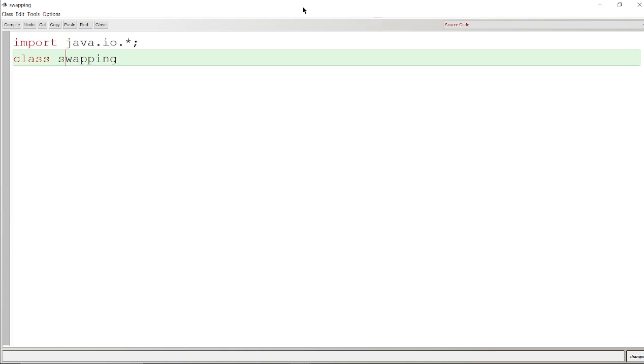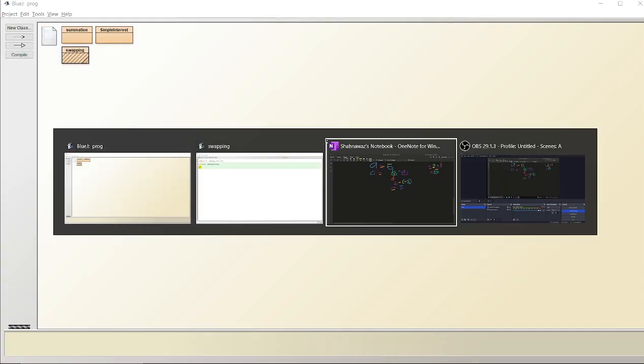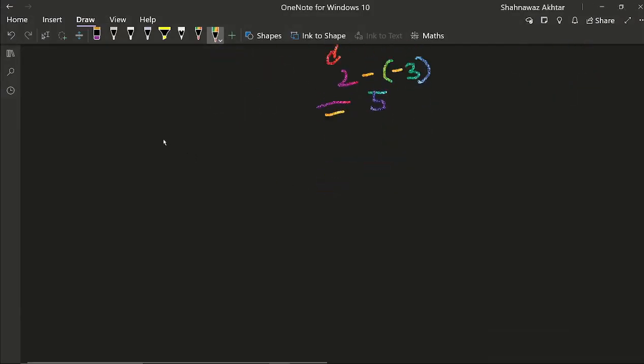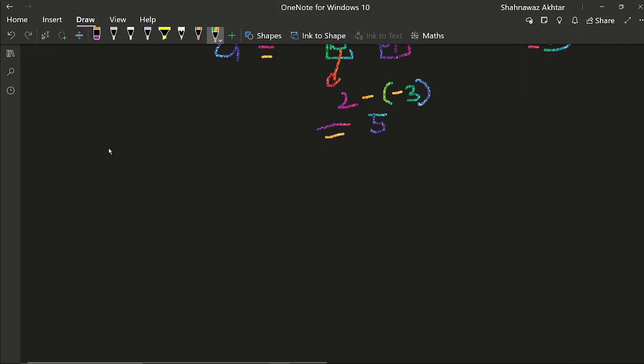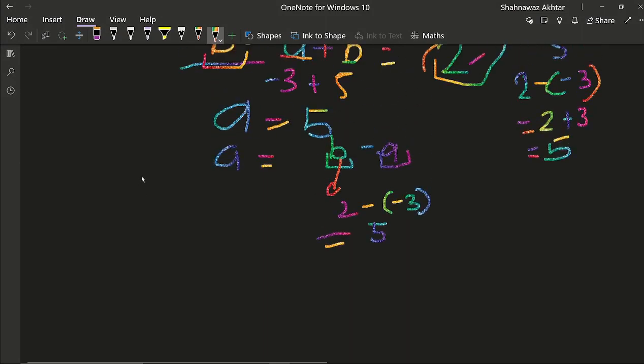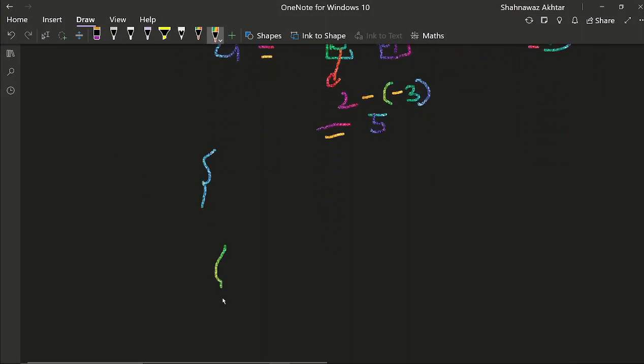It is swapping. Now what is this? This is the scope resolution operator. These two braces are known as scope resolution. In C++, there is a difference from the other languages. In the other languages, this is scope resolution. It means that everything written or declared inside this has its scope in this bracket.